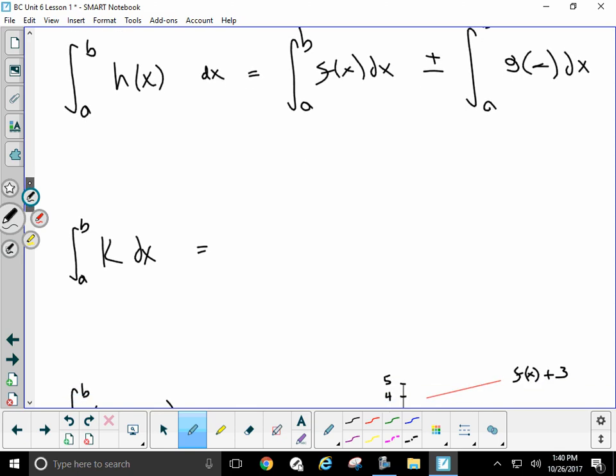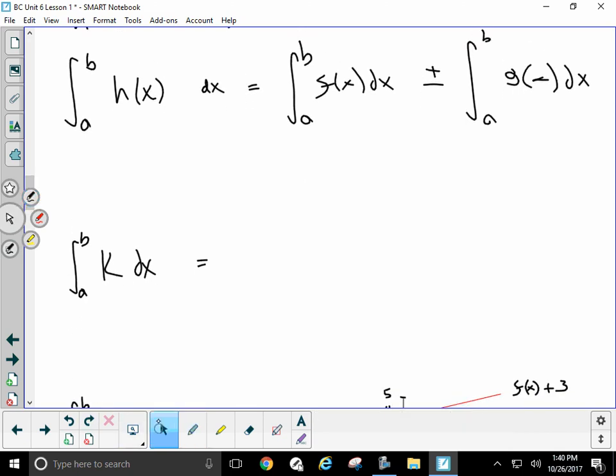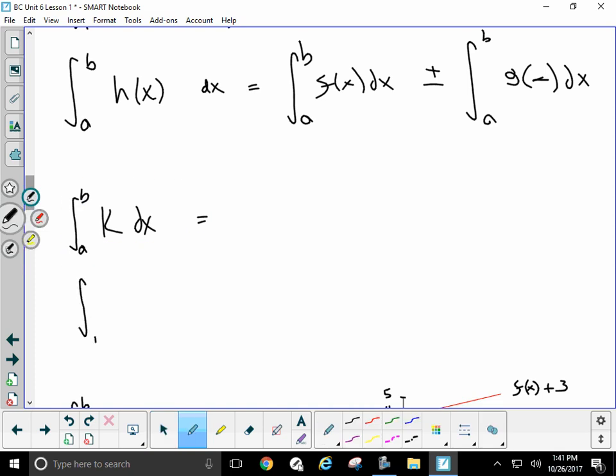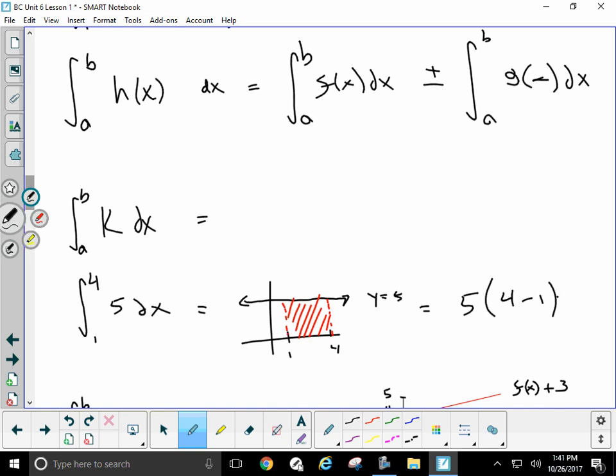If I have a constant, it's going to be easier for me to just show you a numerical example. If I want to find the area from 1 to 4 under 5, I know visually what y equals 5 looks like. This is y equals 5. It's a straight line, so I can use geometry. From 1 to 4, I get a rectangle's worth of area. Height 5, width of 3. So this is 5 times 4 minus 1, or 15.